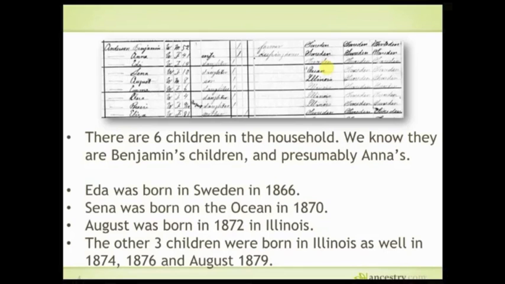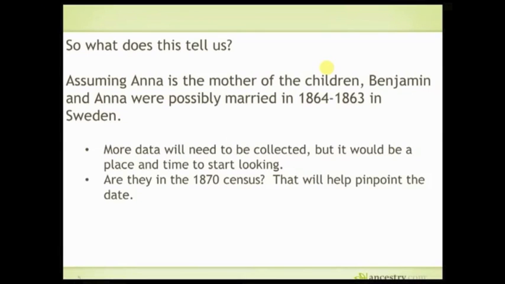This is great. We have a timeline of where they were, and it's really simple. We just looked at the birth dates and the places where the children were. Now this one is obviously more dramatic than most because it lists an ocean as a birthplace. But even if you look at different states and countries, you can tell where people were moving and when. So what does this tell us?